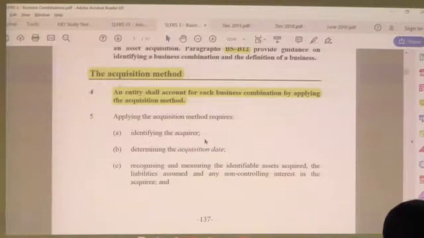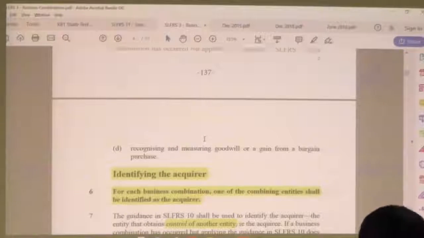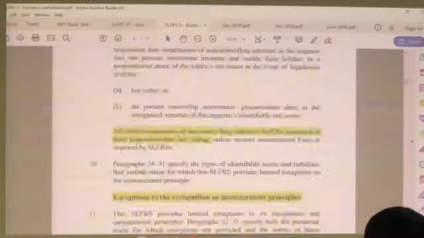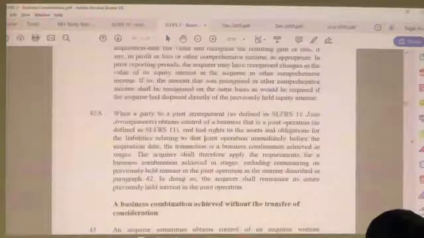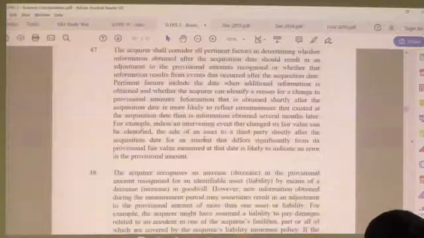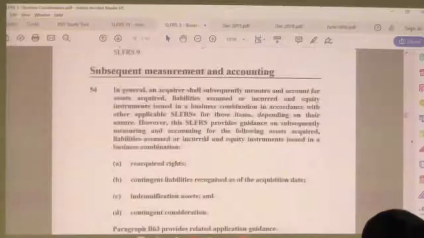Right? Read this point. I have highlighted all these relevant points for you. Right? First we will understand the definition of business and go to the balance part of the standard.